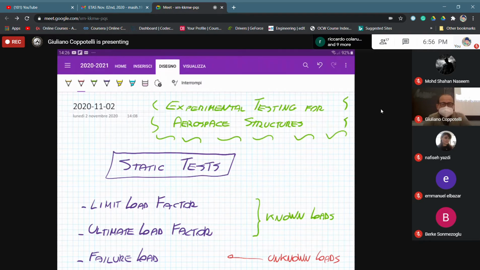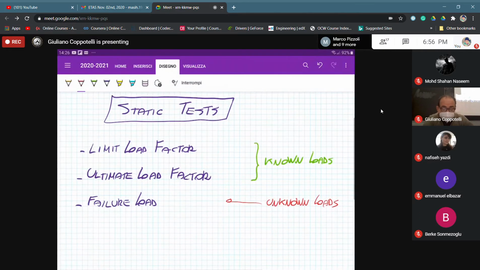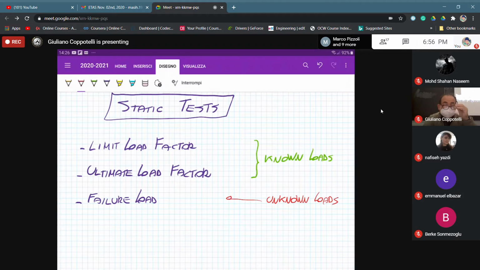Both tests, limit and ultimate load factor tests, are carried out with known loads. That is, we know very well what these loads are, and we have just to apply them. The last test that is the topic of today's discussion is the failure load test. And in this failure load test, as I already marked, loads are fully unknown. We have to find out what these loads are.